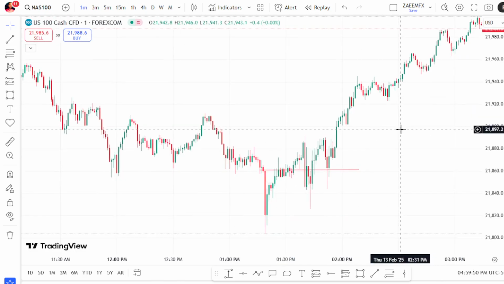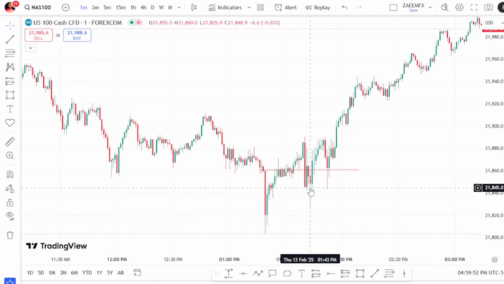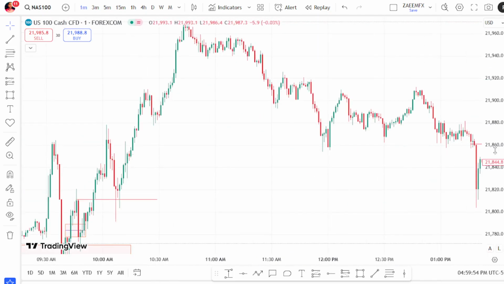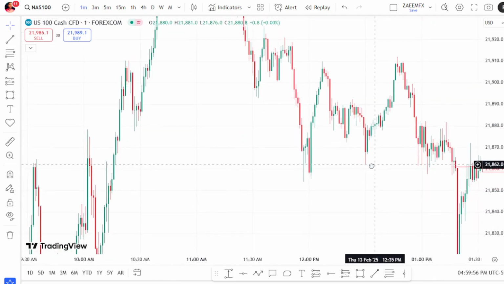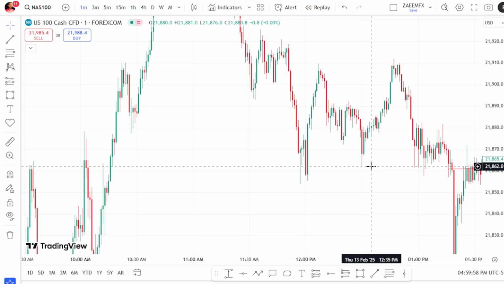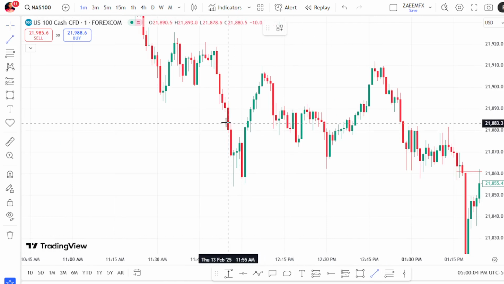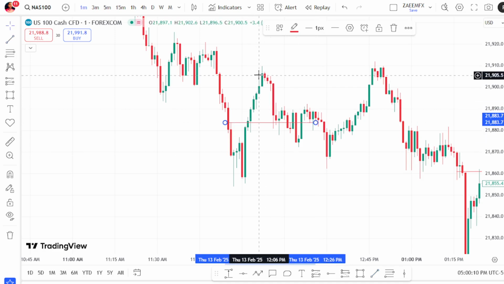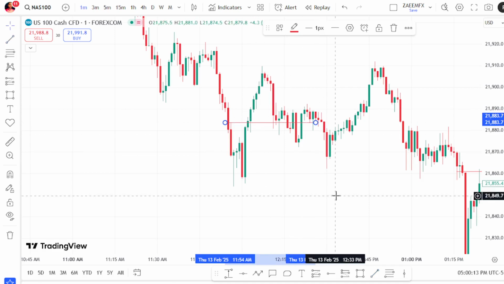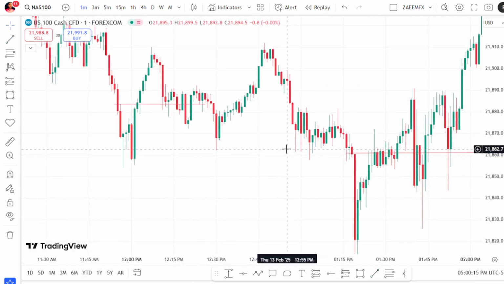I think I took many losses here. I took many losses because initially I was watching this level. This level I was watching initially. I entered from here initially. Then price went with me to the upside, then collapsed to the downside. So those are the things I don't want to see in price action.